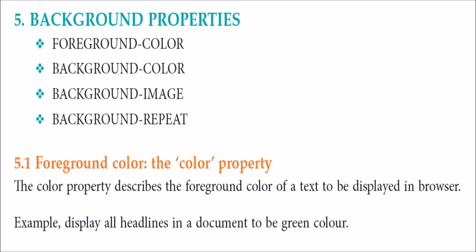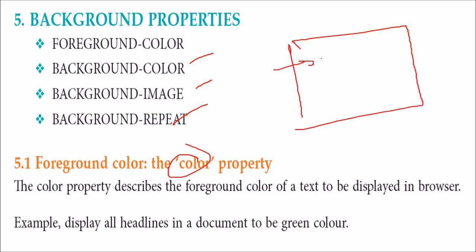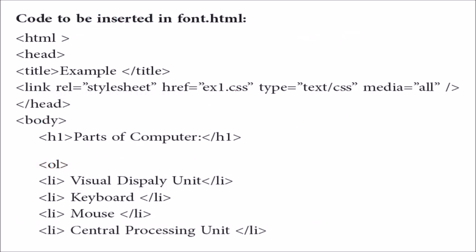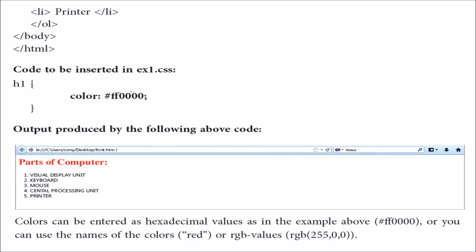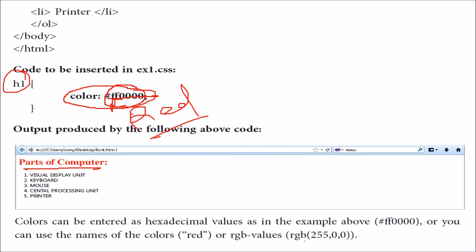How about the background properties? The foreground color, background image, background repeat. For the foreground color you use the color property. If you have a web page, the background is what you see behind, and the foreground is what you see, like the text and everything, and what color they will possess. This is an example where we are using this ex1.css. Here again we have this h1 and an ordered list, and here we are giving the color as red. So all this h1 will come in red. This is the foreground color. If you are not well versed with hexadecimal numbers, you can just cancel that out and directly give red, or say RGB 255, 0, 0. This way you can give it.